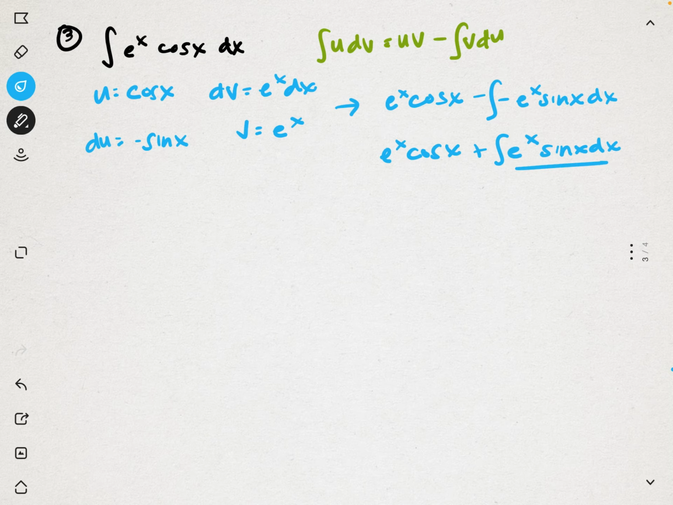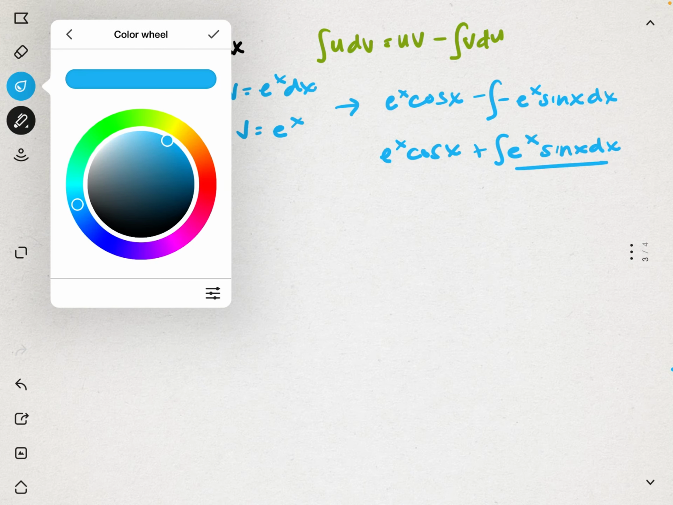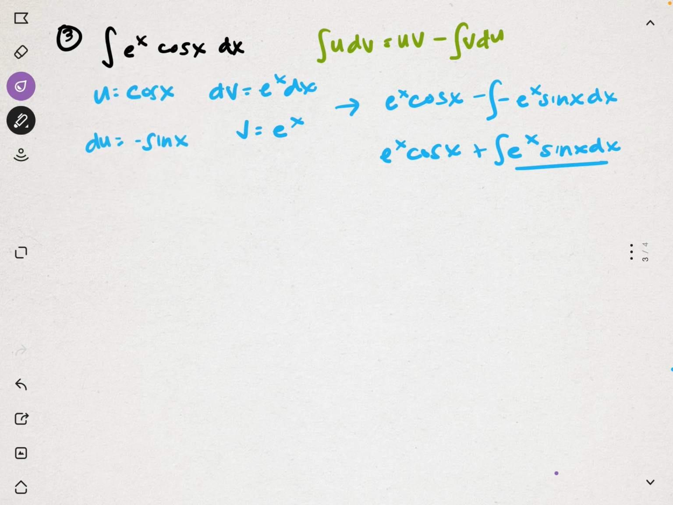This time our u is going to be sine x. So u is sine x. Our du is going to be cosine x dx. And then this is v. Our v is going to be e to the x. Okay, so we're going to repeat this process again.